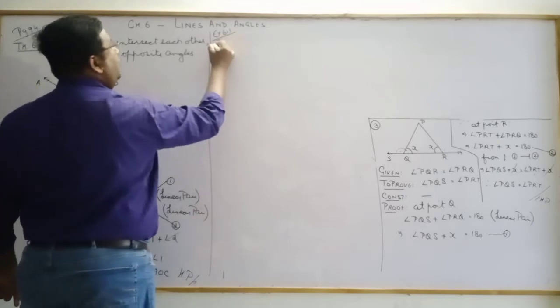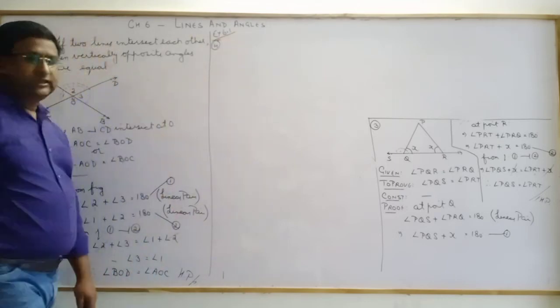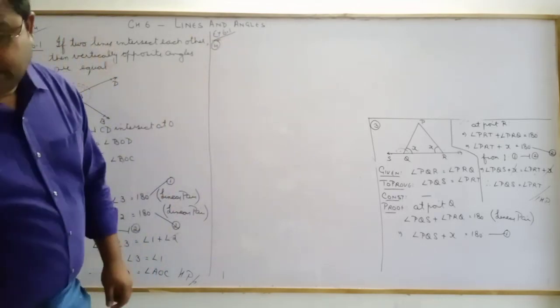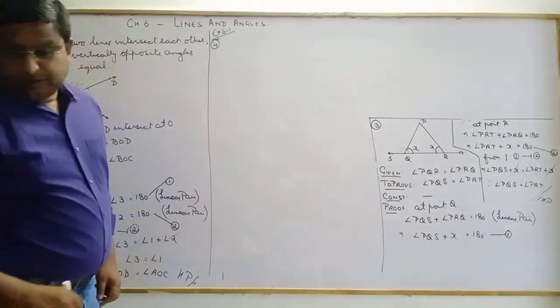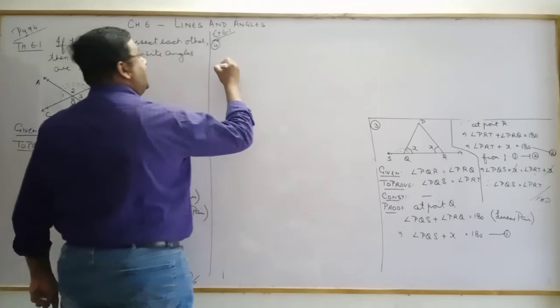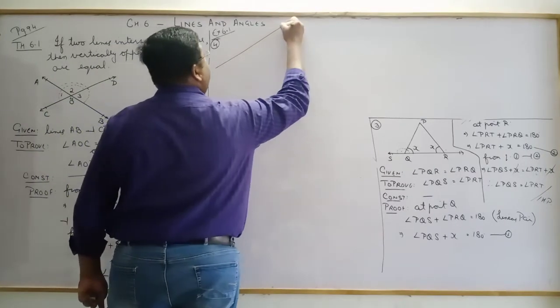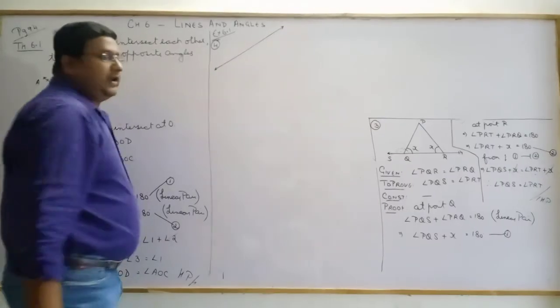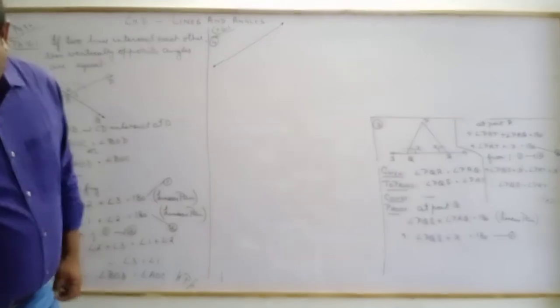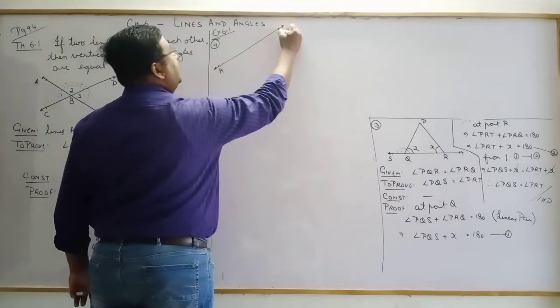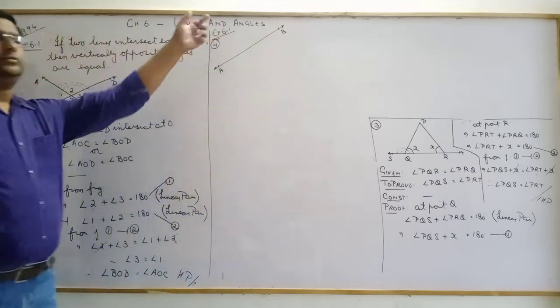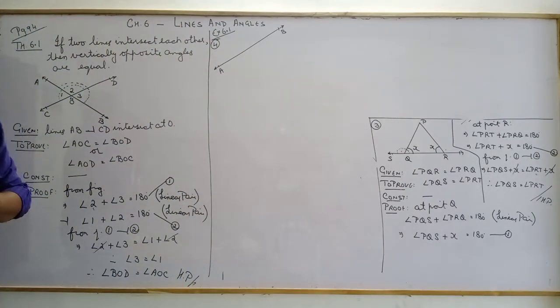Question number 4 of your exercise 6.1. He says, in the given figure, x plus y is equal to w plus z. So this is a line. This is one line, A, B. We can see it is a line, but he says prove it. Prove that it is a line.